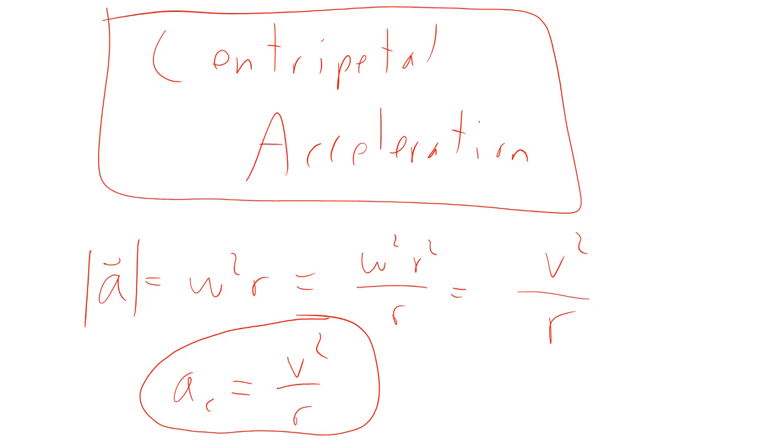So centripetal acceleration is always pointed toward the center of the circle because it's always perpendicular to the velocity. The velocity is always tangent to the circle. Since it's perpendicular to the velocity, you change the x and y components of the velocity, but do not change the magnitude of the velocity. So the velocity magnitude stays the same, but the x and y components change.